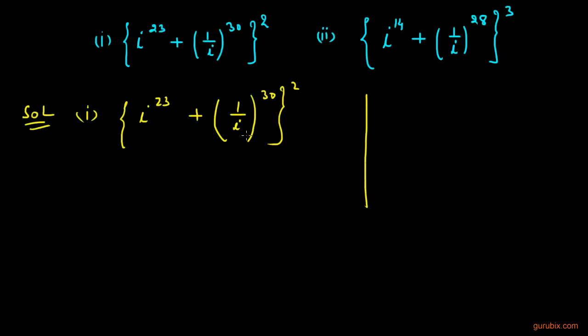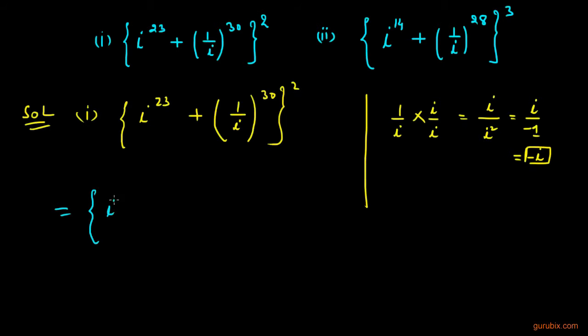So first of all we shall solve this 1 over iota, and for that we have to multiply it in numerator by iota and in denominator by iota. Then it will be iota over iota square, and we know that iota square is equals to -1. Then this value becomes negative iota. Now we shall put negative iota in place of 1 over iota. Then this value will be iota raised to 23rd power plus negative iota raised to 30th power, and this whole value raised to the second power.